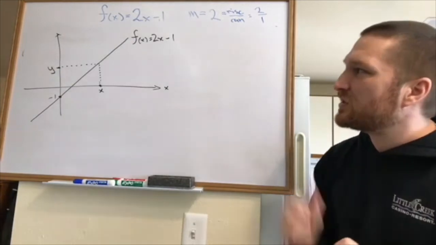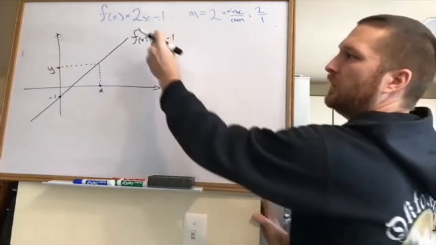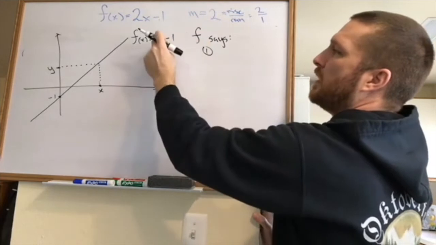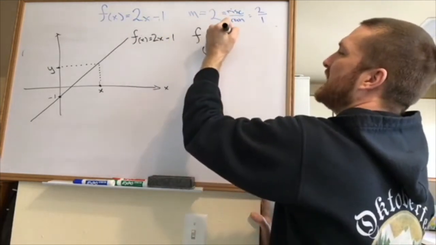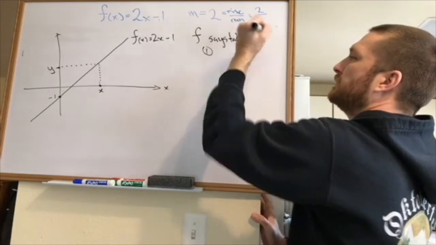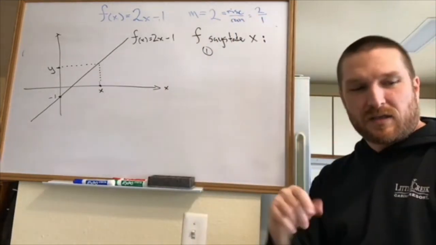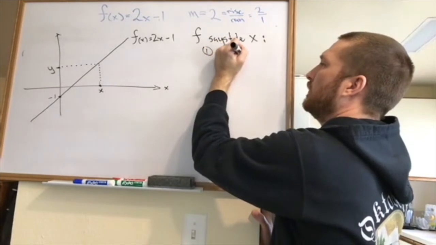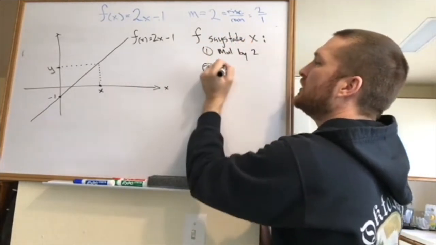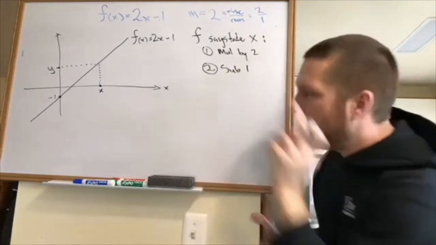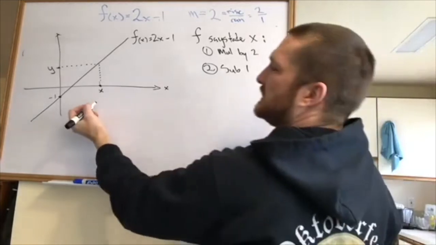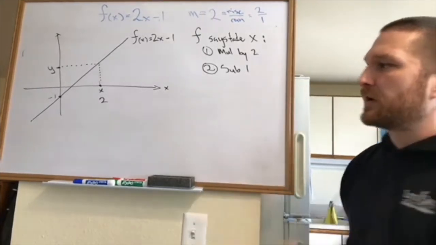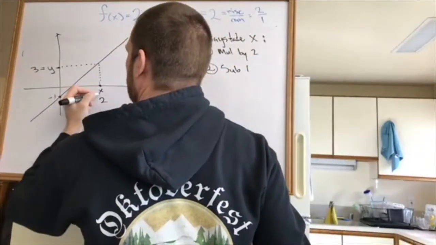So real quick, let's just think about what this function says to do. It says give me any x and I'll tell you what to do with it. This is what you do. First, you multiply by 2. Then you subtract 1. And that's how you get your value. So if I plugged in, say, a 2, we would take 2, multiply by 2, we get 4. Subtract 1, we get a 3. And my output would be a 3.